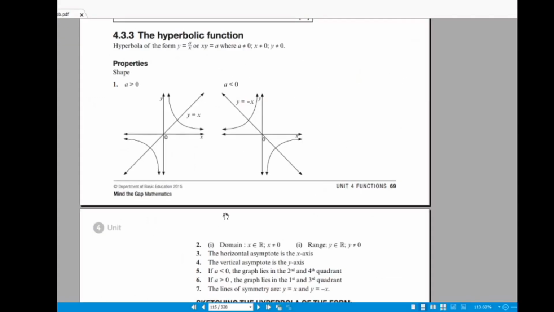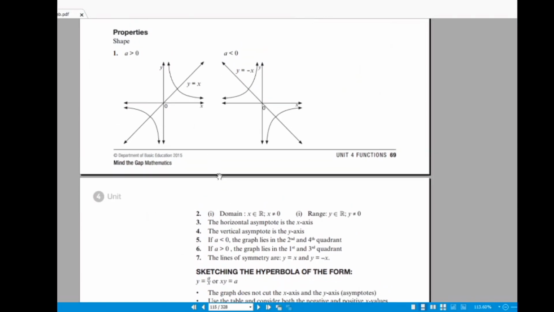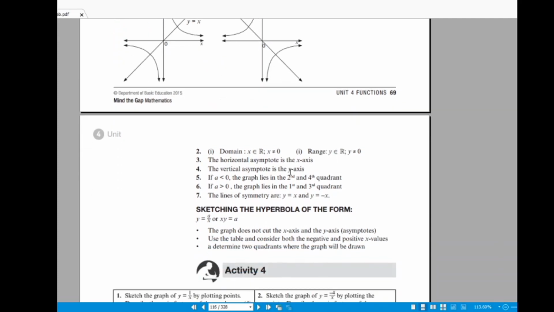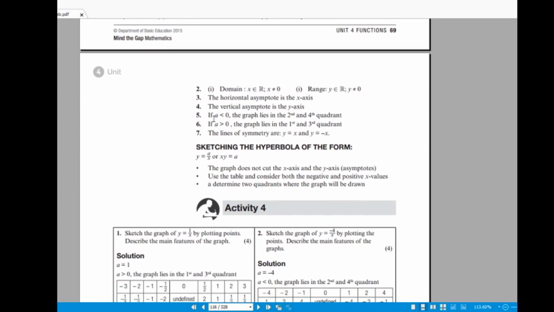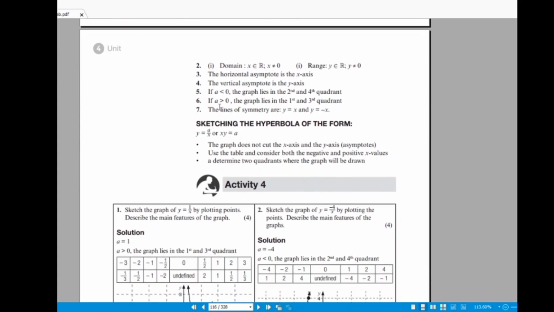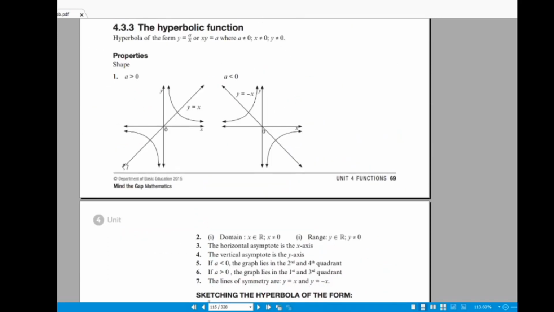Okay, let us continue with the properties of the hyperbola. We did talk about the shape. If a is positive, our graph will lie in the first and third quadrant. If negative, it will be second and fourth quadrant, right? And then we discussed the range and the asymptotes, right? We also have the lines of symmetry, y equals x and y equals minus x. So here we have those lines, y equals x and y equals minus x, right?